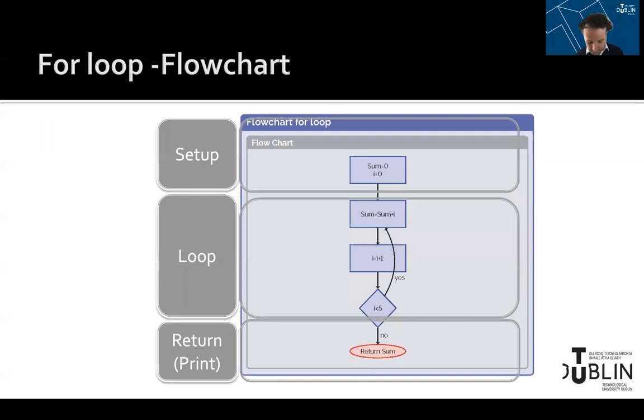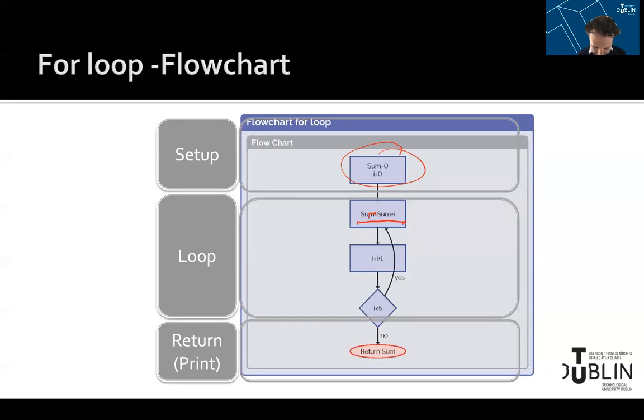But here's our flowchart form. Like before, we have to do the setup, tell it what sum should be at the very beginning and what I should be at the very beginning. Then you tell it what the operation is. Sum is equal to sum plus I. Yeah? So sum is equal to sum plus I means it'll repeat the operation again and again and again. Yeah?